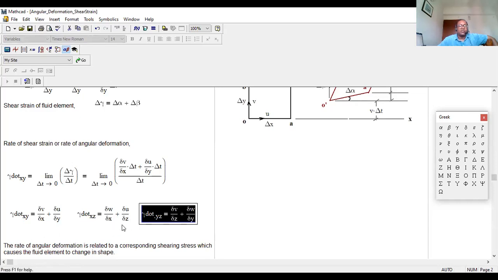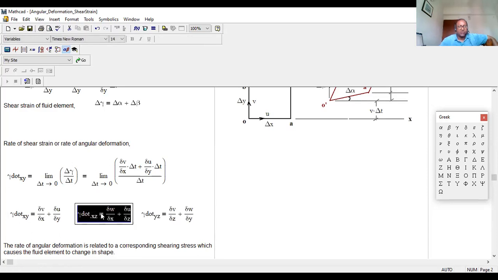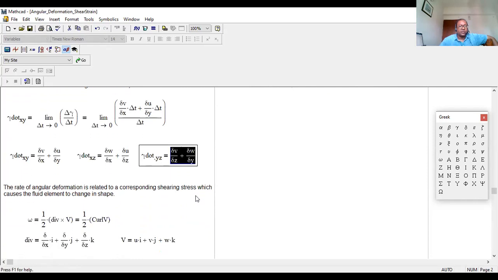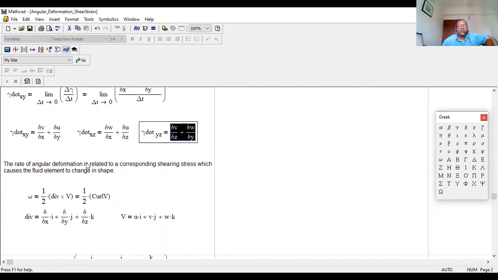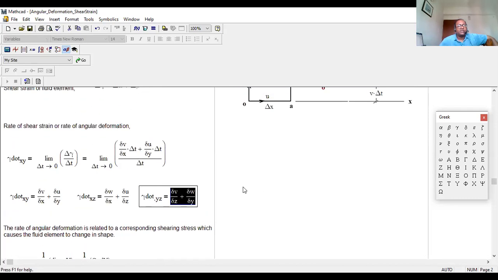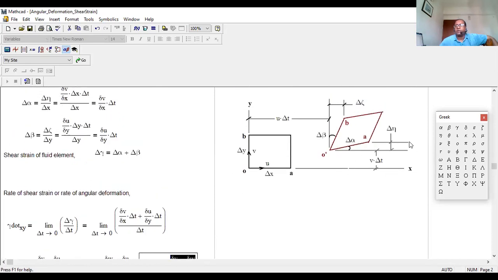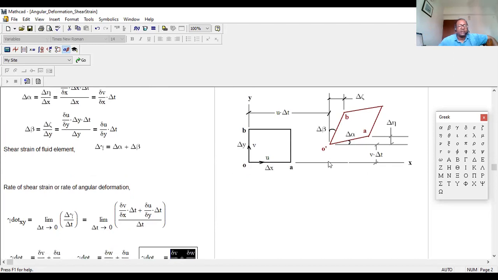So that means this angular deformation is along the z axis, this one along the y axis, and this one happening along the x axis. The rate of angular deformation is related to a corresponding shear stress, which causes the fluid element to change in shape. If there is this kind of deformation, then the fluid element will change its shape. That's why sometimes you see the fluid element is rotating. There is a deformation in the fluid element.